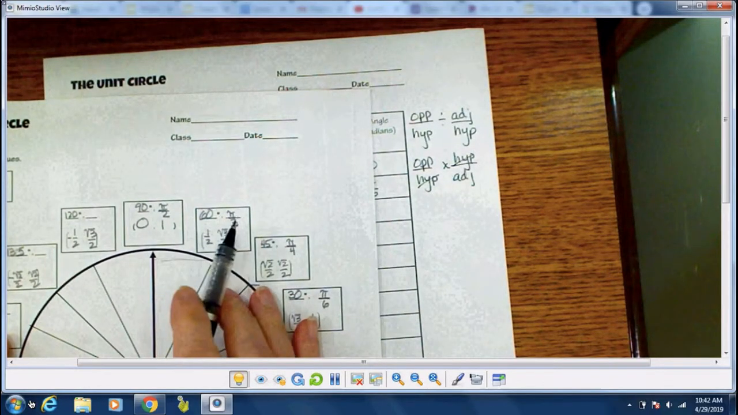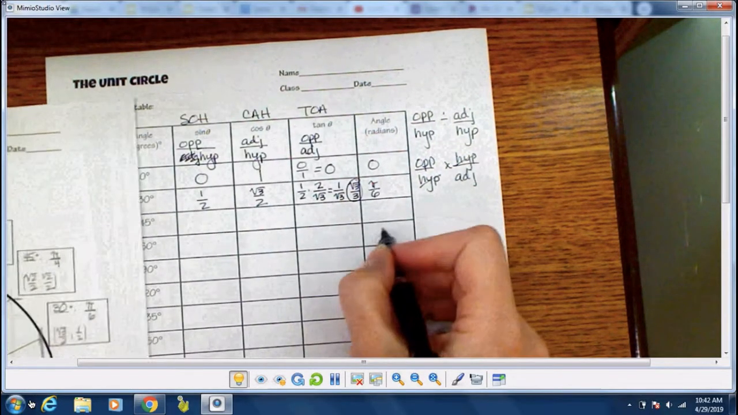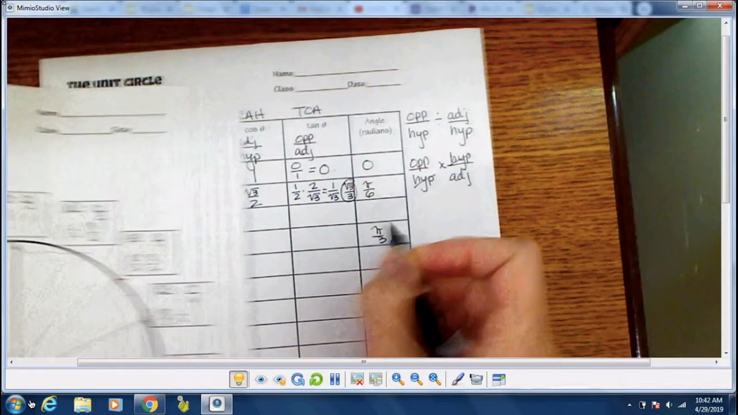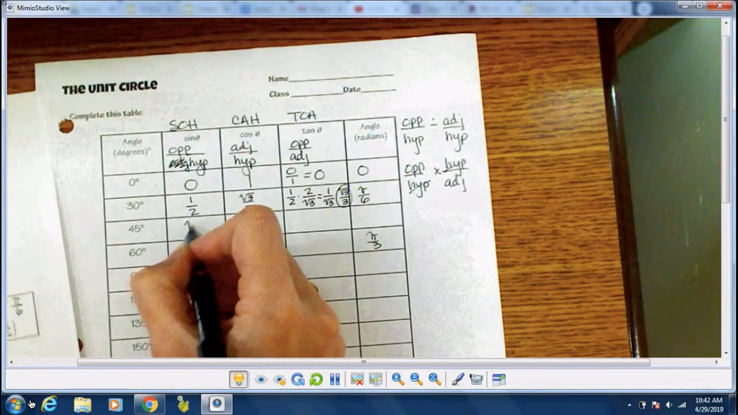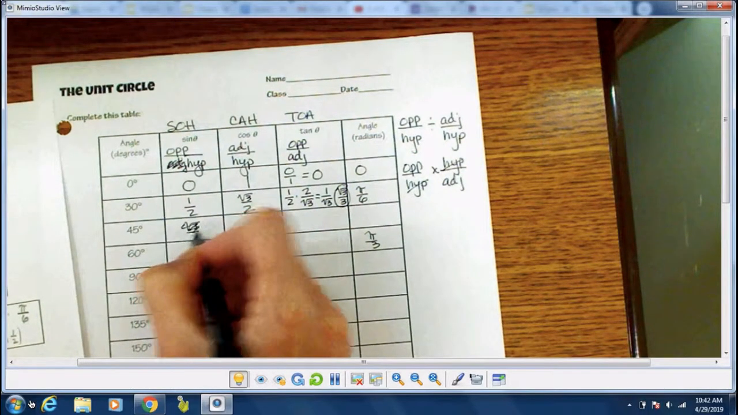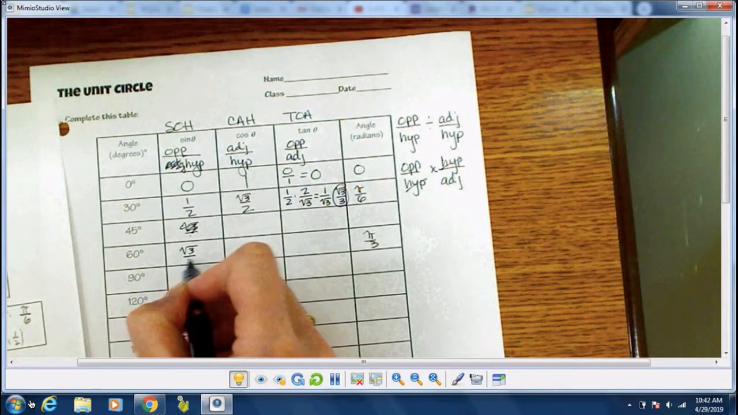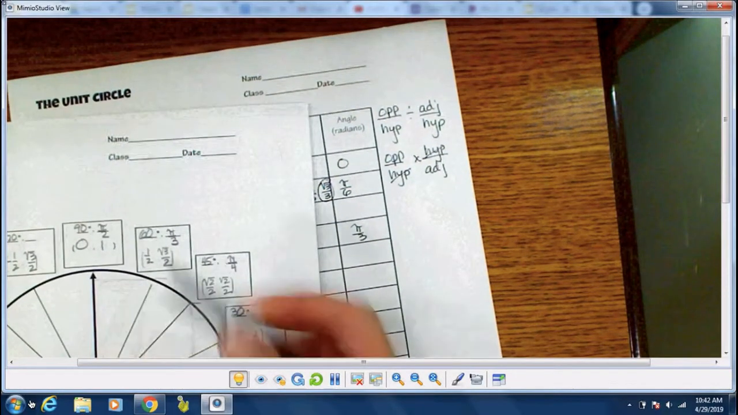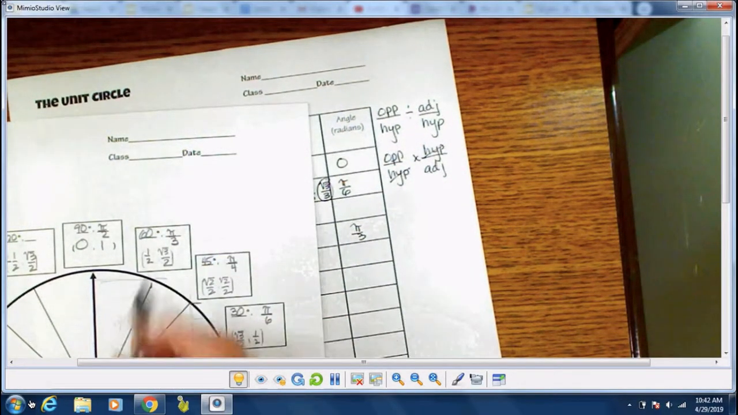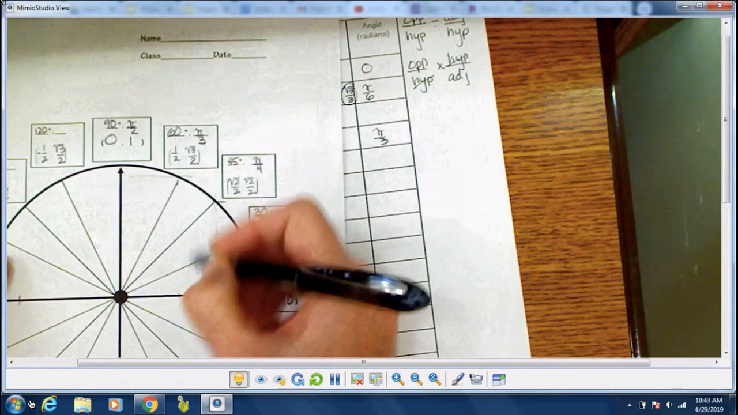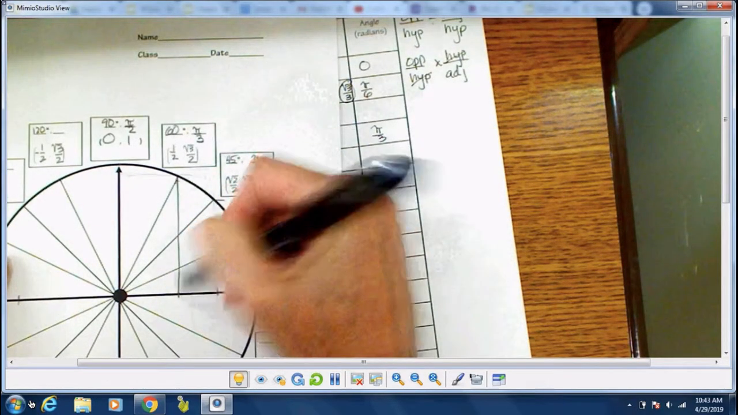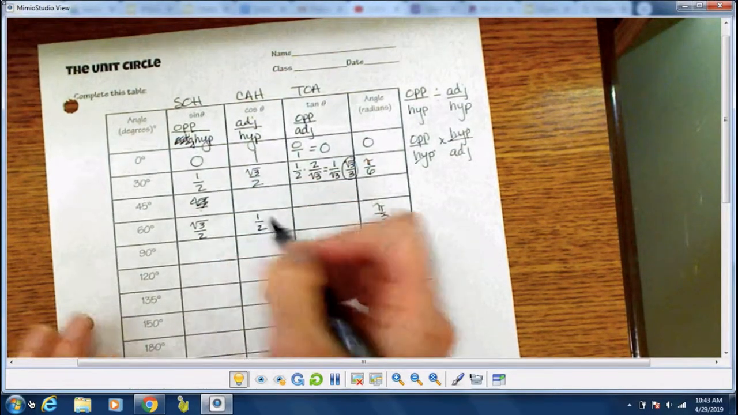For 60 degrees, you just take the values you had at 30 degrees and they flip. Okay, so the x value goes over 1/2 of a unit on the x-axis, and it's up square root of 3 over 2 units on the y-axis.